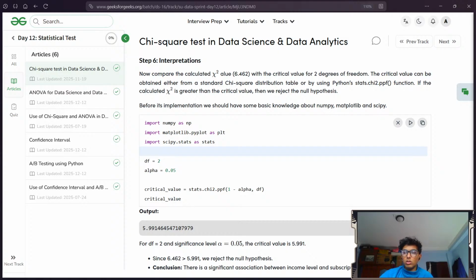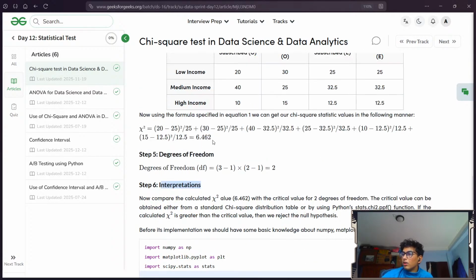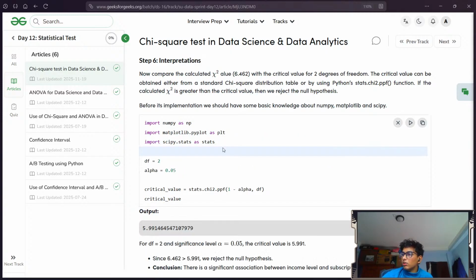Now the interpretation. After we have found the chi-square value, we see the critical value for 2 degrees of freedom. The critical value can be obtained either from a standard chi-square distribution table or by using the Python stats chi2.ppf function. If the calculated chi-square is greater than the critical value, then we reject the null hypothesis.